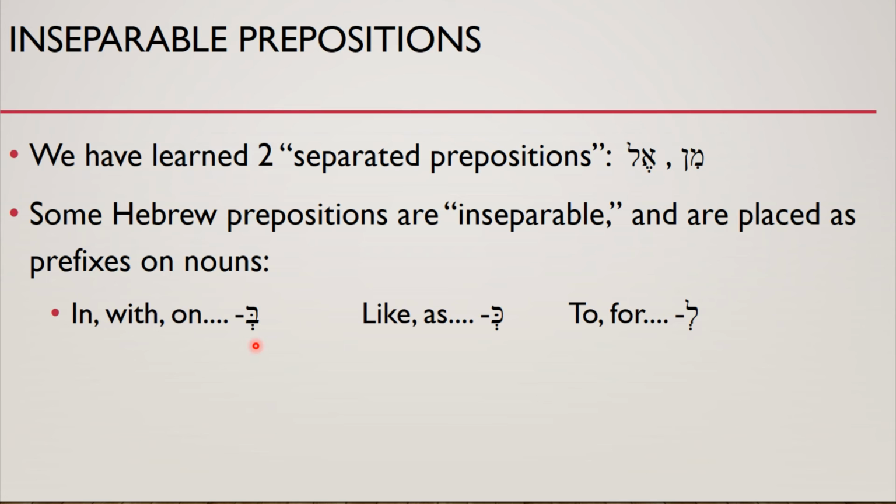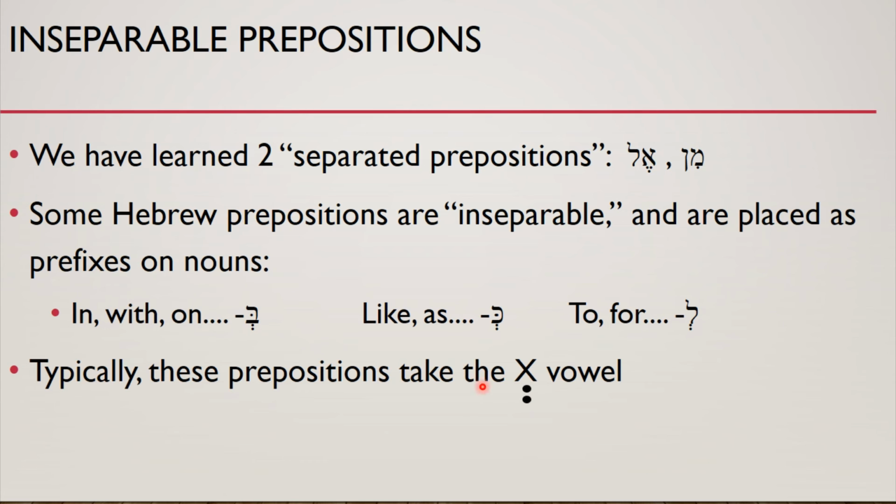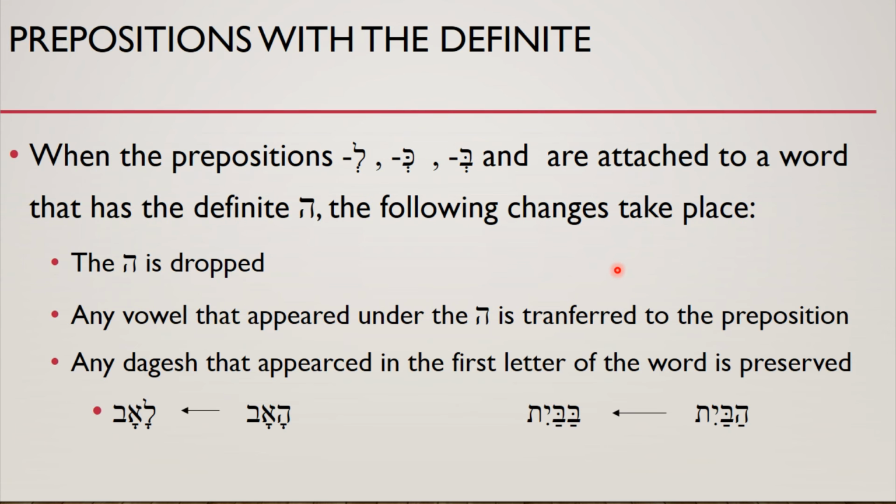on. Sometimes it could take on a different definition depending on context, but the vast majority of the time, the bait with a shiva at the beginning of a word functioning as a preposition is going to be in, with, or on. And also, typically, these prepositions take the shiva vowel. So I've had to pull this slide up with everything on it. Sorry if it's a little confusing.